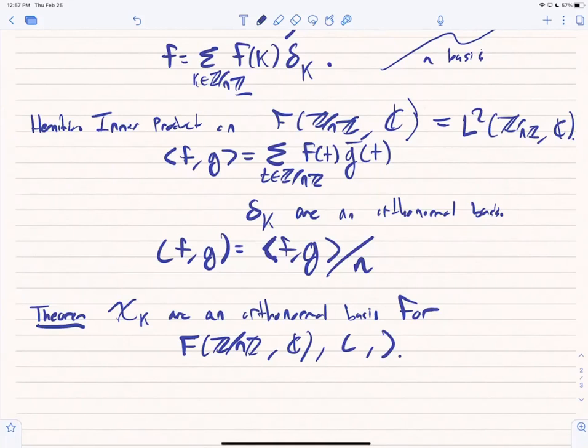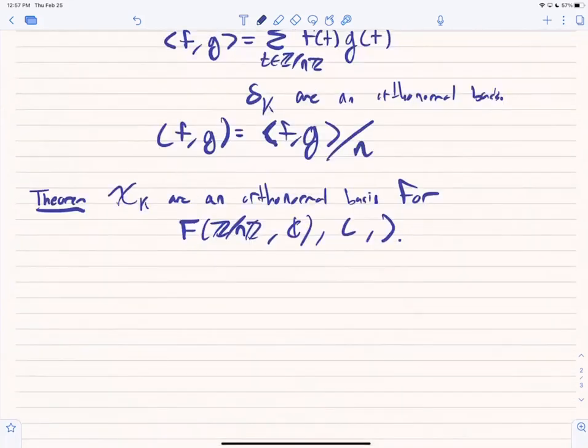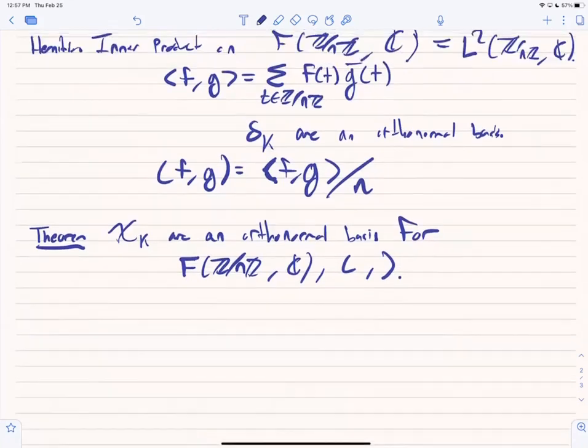Okay, so what do you have to do to check this? Let's do the easiest parts first. To see that it's an orthonormal basis, you just have to check that it's orthonormal, because there are the right number of them. So there are n.